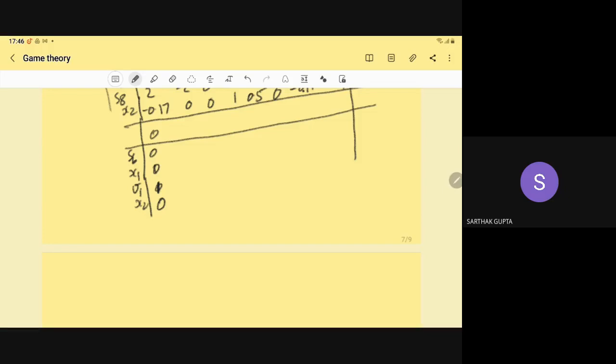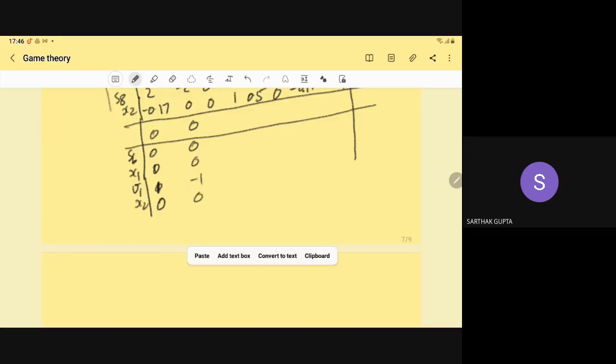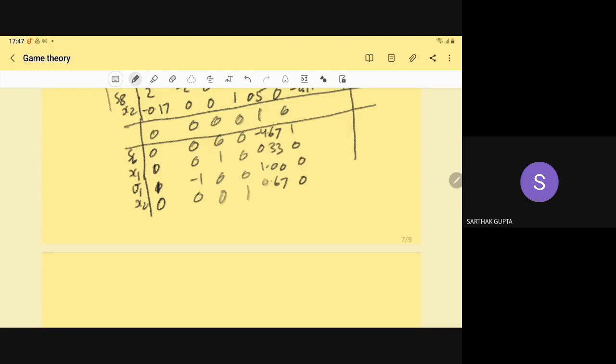Then here we have 0 0 0 -1 0. Here we have 0 0 1 0 0. Then here we have 0 0 0 0 1. Then here we have 1, -4.67, 3.33. Then 1.0 and 0.67. Here we have 0 1 0 0 0. Here we have 0.5 and -0.67.